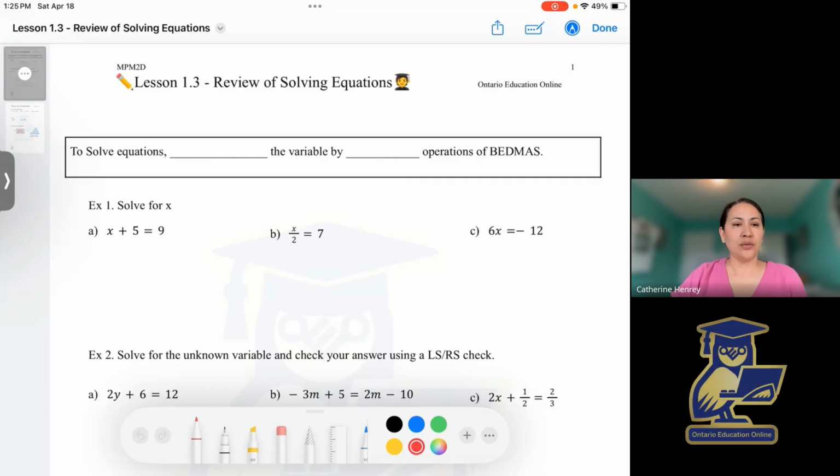Welcome to lesson 1.3, and here we're going to just review your skills with solving equations. We're going to start really simple and move up real quick, and hopefully you remember some of these steps. So to solve equations, what we need to do is we focus on isolating the variable. And we do that by essentially the reverse operations of BEDMAS.